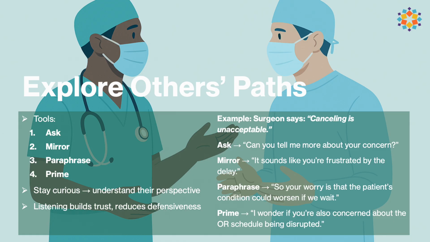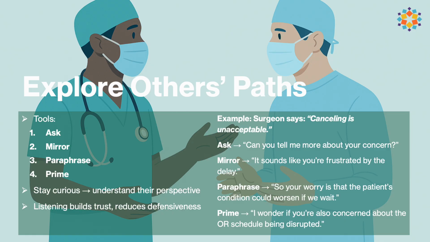The next principle is to explore others' paths. Conversations fall apart when people don't feel heard. One of the best ways to reduce defensiveness is to listen deeply. Not just to the words, but to the meaning behind them. Crucial Conversations gives us 4 tools: ask, mirror, paraphrase, and prime.